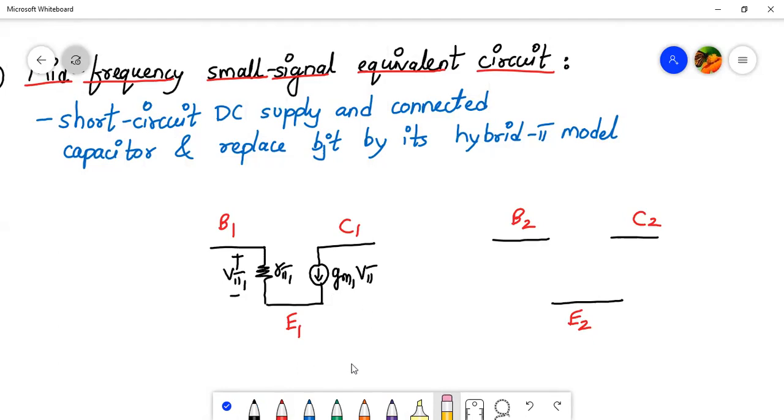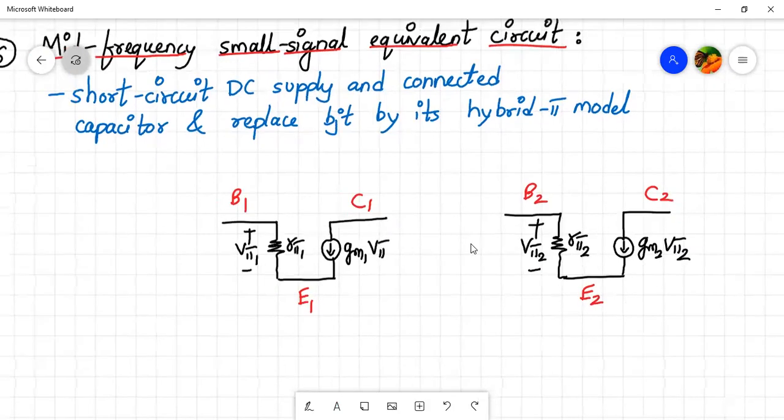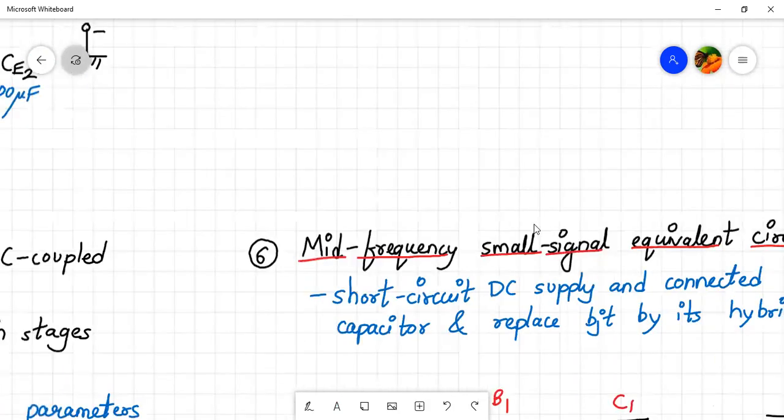Now let me complete the hybrid pi model for the Q2 transistor. Between the base and the emitter we'll have R pi 2. The voltage across it will be V pi 2. Between the collector and the emitter we'll have a voltage dependent current source, whose value is gm2 times V pi 2. Okay, so we have drawn the hybrid pi model for Q1 and Q2. Next, we have to complete the circuit. We'll look into the diagram and then complete it one by one.